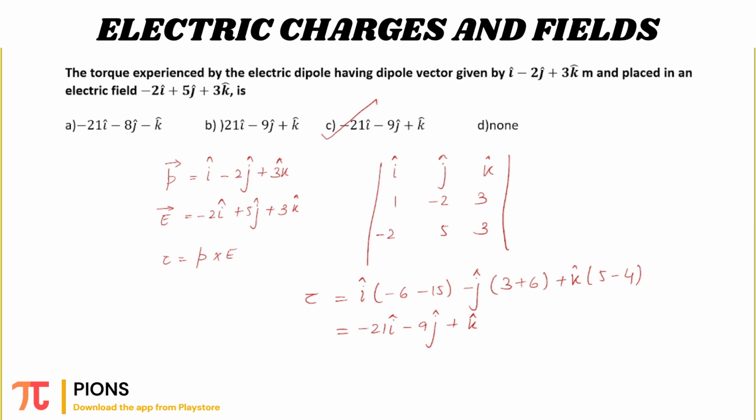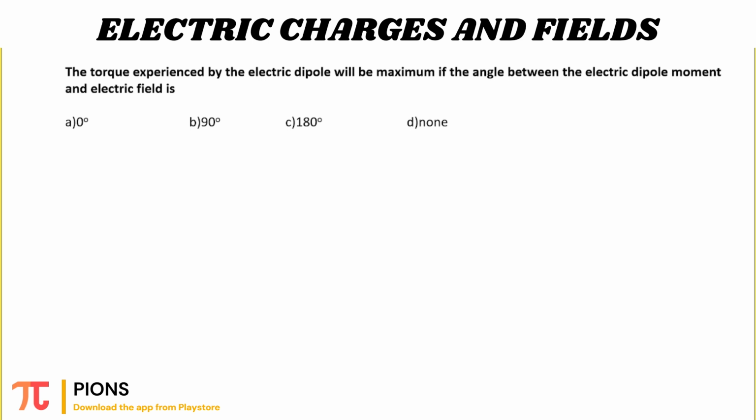Understood? Let's move to the next one. The torque experienced by an electric dipole will be maximum if the angle between the electric dipole moment and electric field is maximum, it's 90 degrees. We have discussed this in the theory part. Let's see the next one.